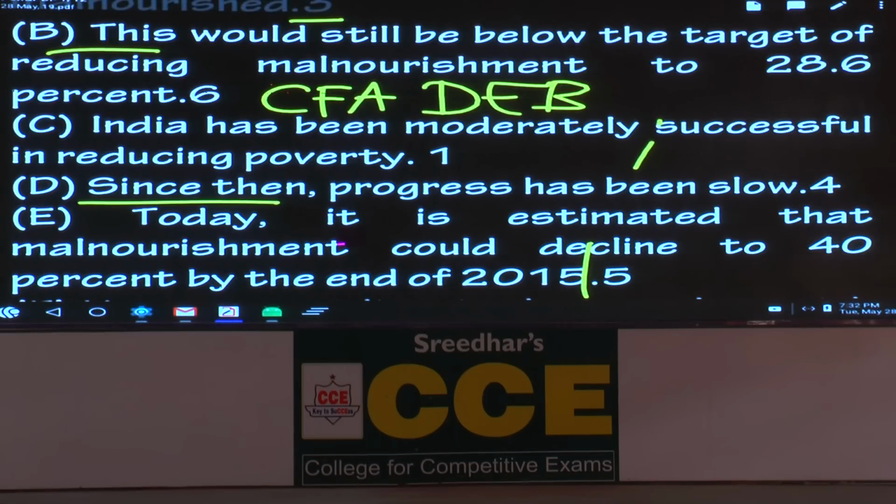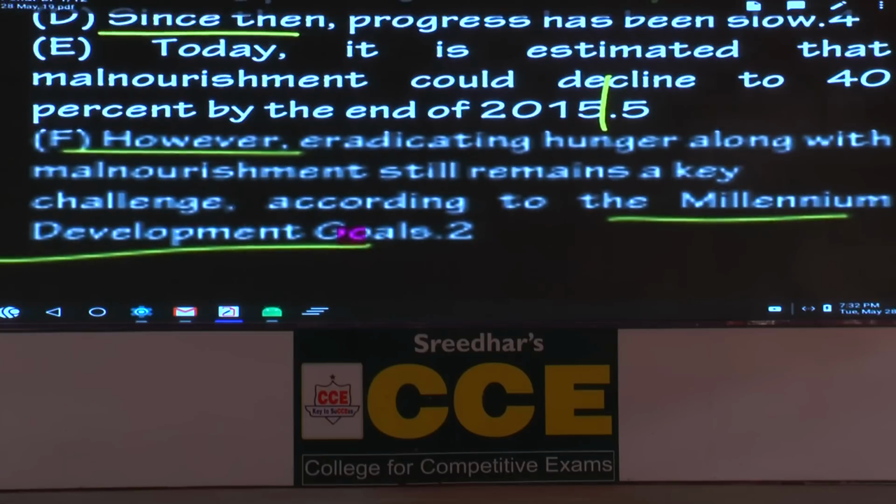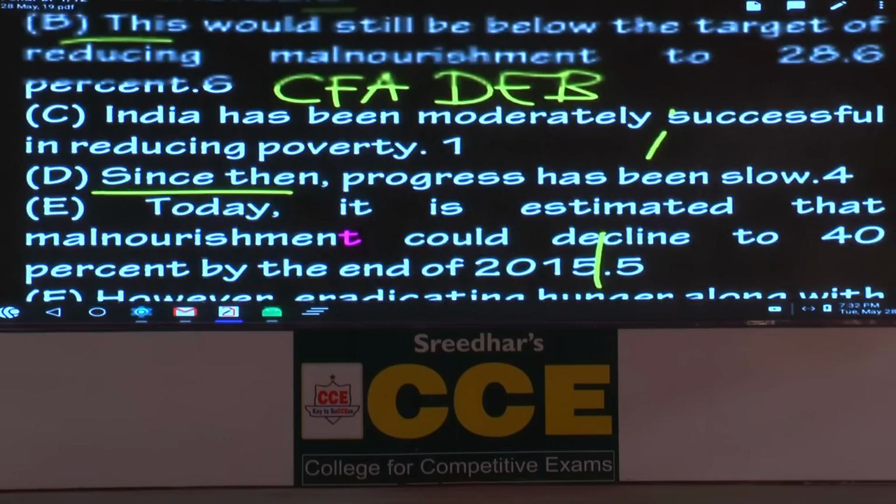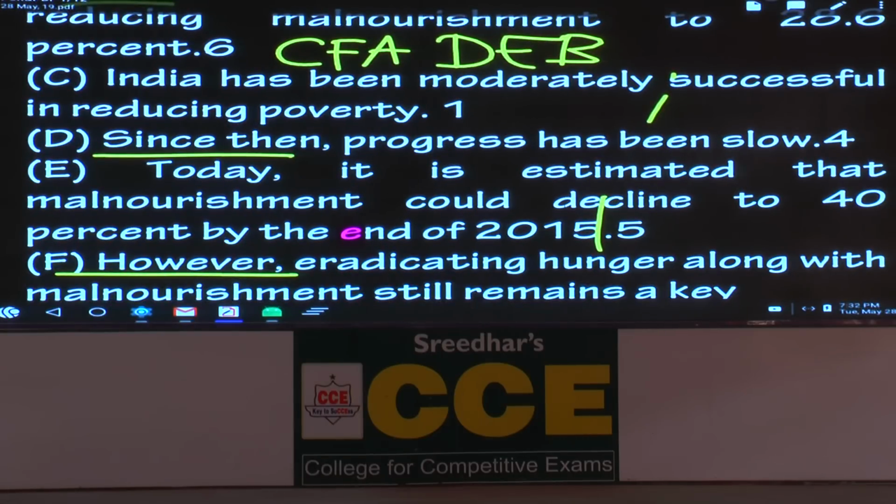Which one? Sentence? Huh? F sentence. So, what is your doubt? I am not getting it. Why not? That's a very good doubt. What is the first sentence? India has been moderately successful in reducing poverty. It talks about the success of reducing poverty.